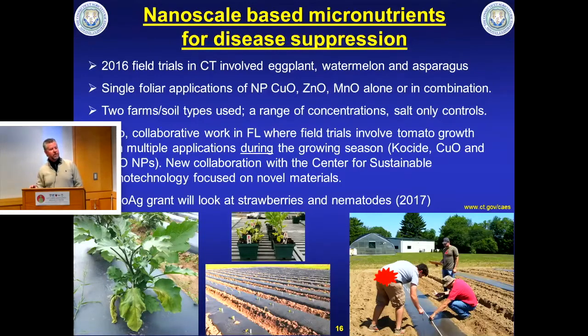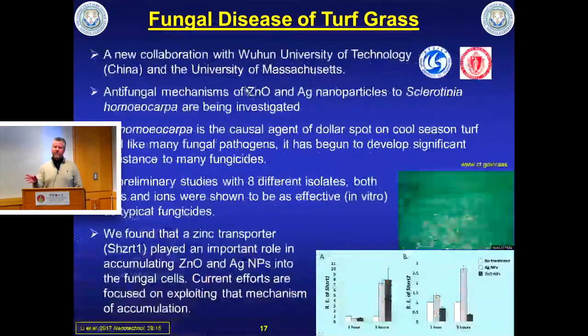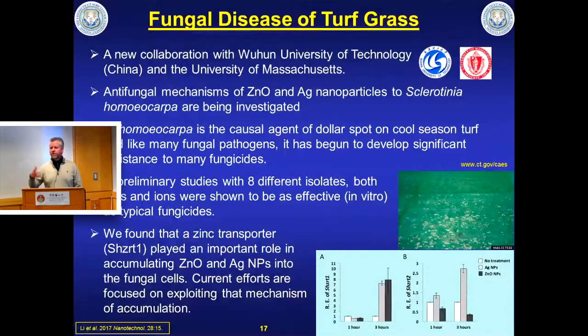And this is one other project that I have going with a group in China, Wuhan University of Technology. Here, we are directly targeting the pathogen itself. This is a turf grass pathogen, so golf courses and the like. The issue with a lot of these pathogens is there's a lot of resistance that develops in these organisms. So you've got to add more and more fungicide, and it's less and less effective. So what we did here was we started using zinc oxide and silver nanoparticles and investigating whether these are going to be viable alternatives for treating types of diseases, and did some molecular work to try and figure out the mechanism. So this is interesting, but this is really just getting started.